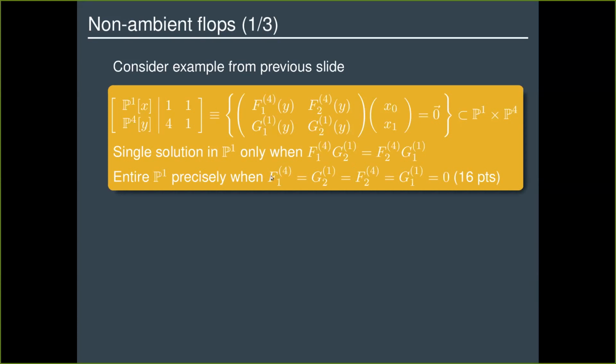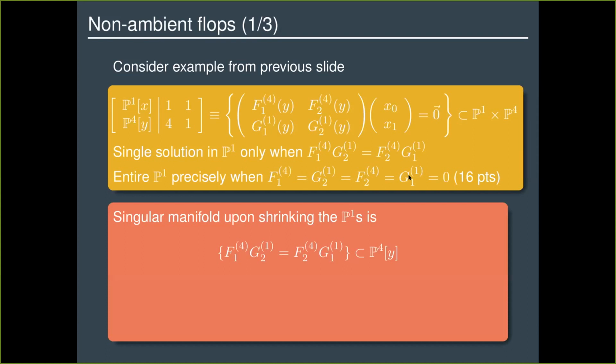Analogously to the Atiyah flop, you get an entire P1 when all 4 of these polynomials are 0, because then the rank of this matrix reduces even further. So you just pick out the entire P1. So this space looks like a set of, at certain points in this Calabi-Yau, you have this entire P1, which has been resolved. So you can shrink these P1s back down if you like. And the singular manifold is just given by this determinant equation, setting this determinant matrix to 0. This misses out these extra P1s. So they're gone. And this is exactly analogous to the Atiyah flop singularity.